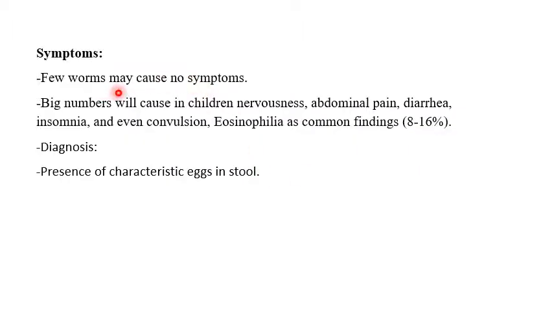Symptoms: a few worms may cause no symptoms. Big numbers will cause in children nervousness, abdominal pain, diarrhea, insomnia, and even convulsions. Eosinophilia is common, finding 8 to 16%. Diagnosis: presence of characteristic eggs in the stool.